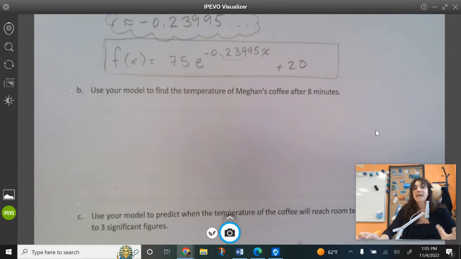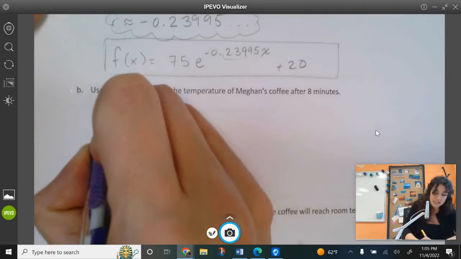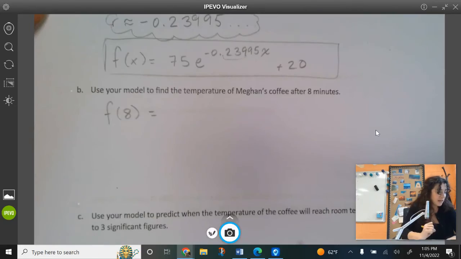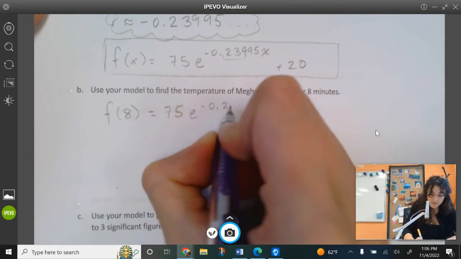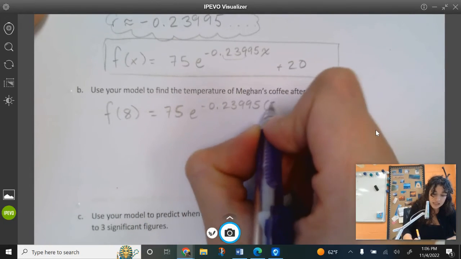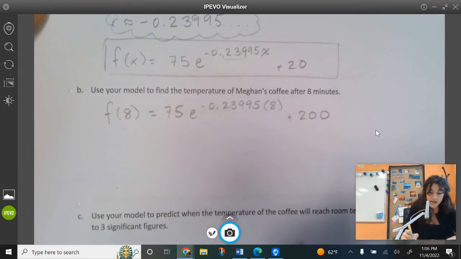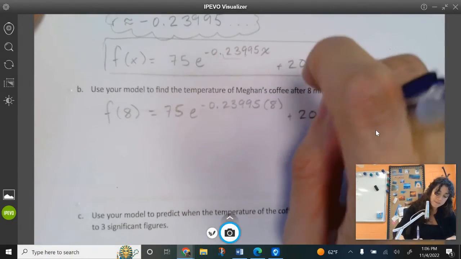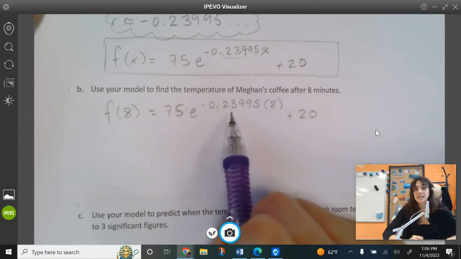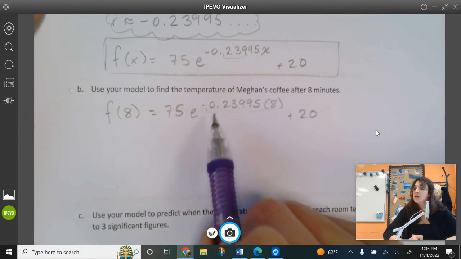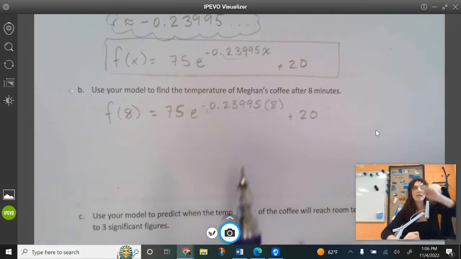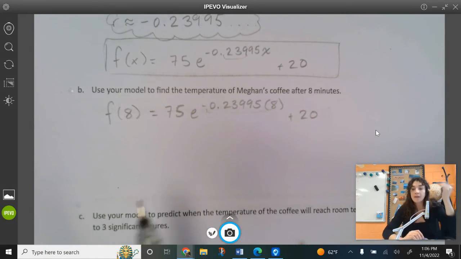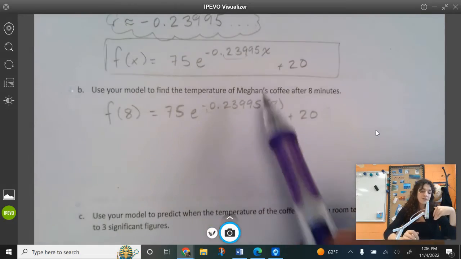Okay, use your model to find the temperature of the coffee after 8 minutes. So that's F of 8. We just go ahead and plug 8 in. It's really important for these guys to use the exact value. Oops, not 200, just 20. It's really important to plug in the exact value, not just type in the decimal. If you need to type in that decimal, then type in as many decimal places as you can, because one small difference will actually make a big change in your final answer. So definitely make sure that you use the exact values.